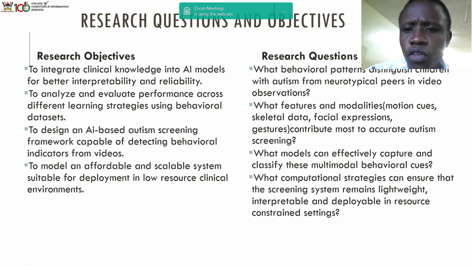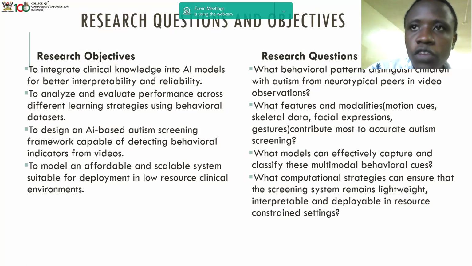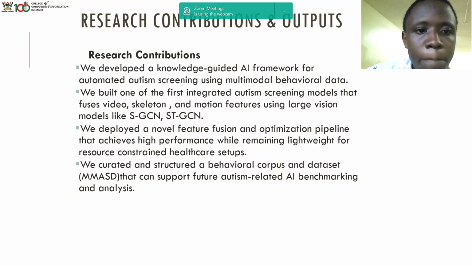So what questions do we ask ourselves as we achieve this? What patterns can we classify as autistic? Then what features contribute most to autism? What models can we build to capture those features? And what strategies are we going to use when building those models?